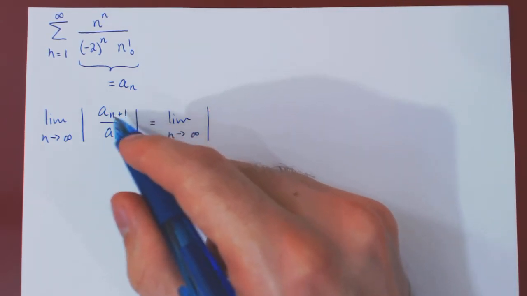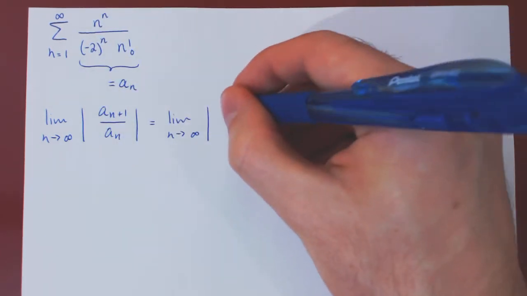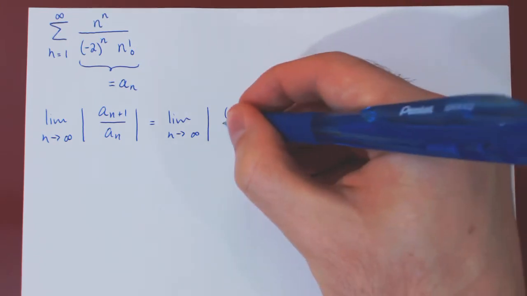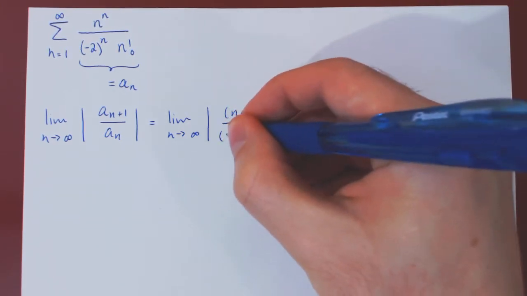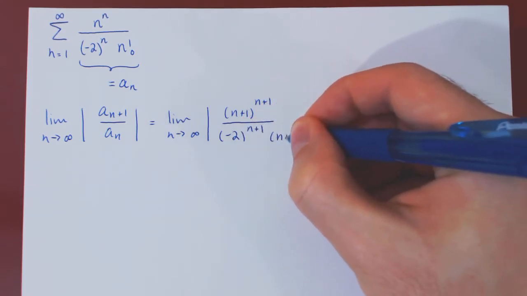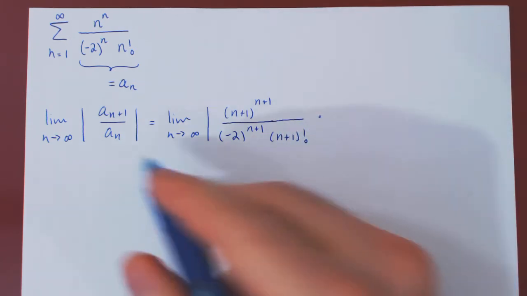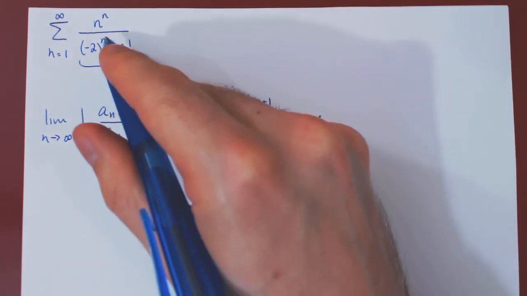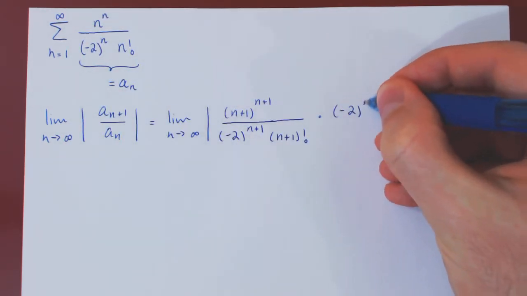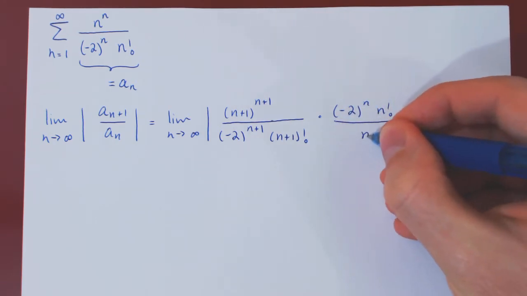To obtain a_(n+1), we simply replace n by n plus 1 in the expression. So we have (n+1) to the n+1 over (-2) to the n+1 times (n+1) factorial. As we divide by a_n, we can instead multiply by the reciprocal. Therefore, (-2) to the n times n factorial over n to the n.